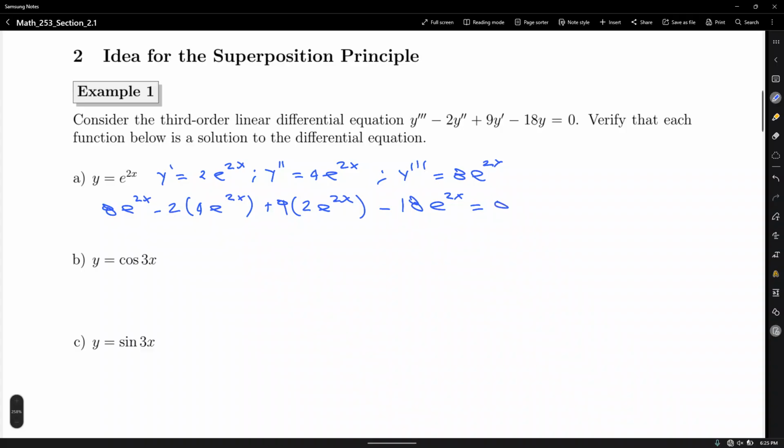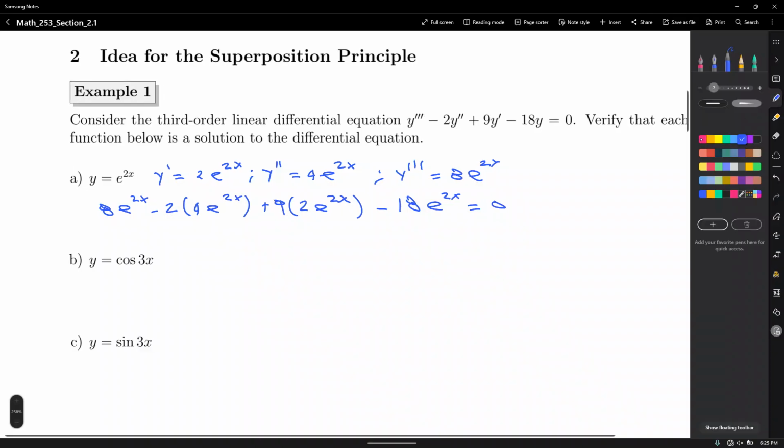What do you think? Do we have 0 equal to 0? It is, right? Because here we have 8 minus 8, and 9 times 2, which is 18, minus 18. Yes, this is 0 equals 0, which is indeed a solution to the differential equation. Let's talk about part B.